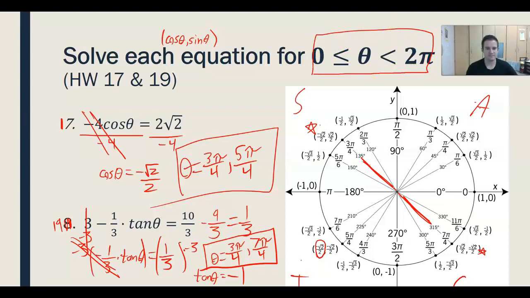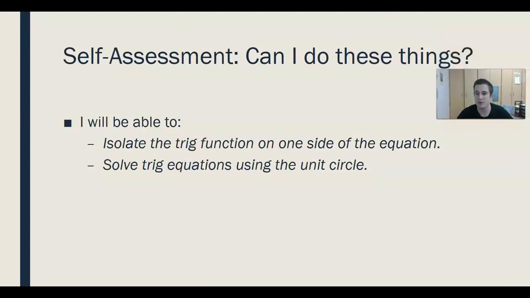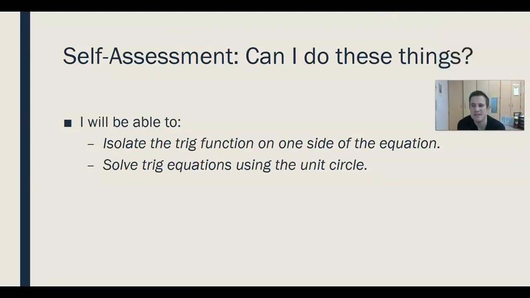Okay, that is all I've got for you. Again, that's the last lesson we're going to cover in this unit. You have a couple days to do this and to make up some other things that you might be missing. So hopefully by the end of this video, you're able to isolate sine, cosine, or tangent on one side of the equation, get it completely by itself, and then solve trig equations using the unit circle, by finding those function values in the coordinates or the tangent values associated with the unit circle and finding the corresponding angles that would give you those trig functions.